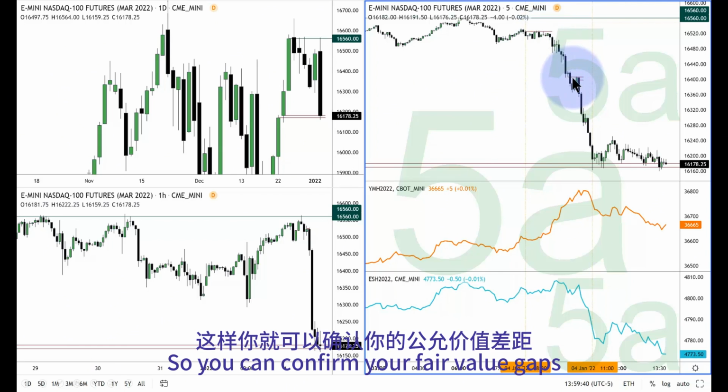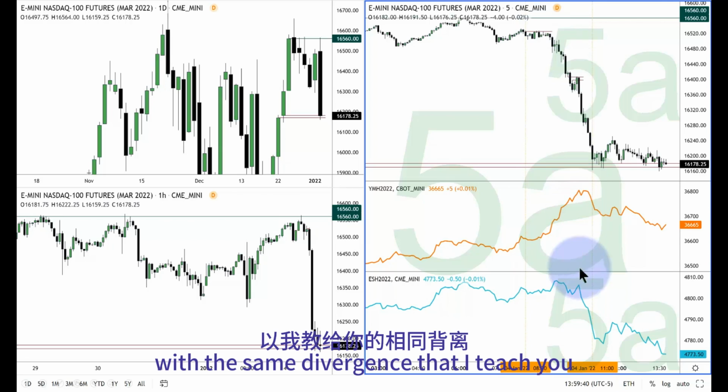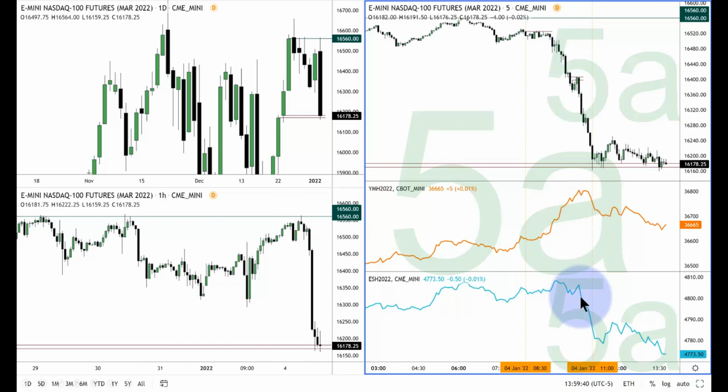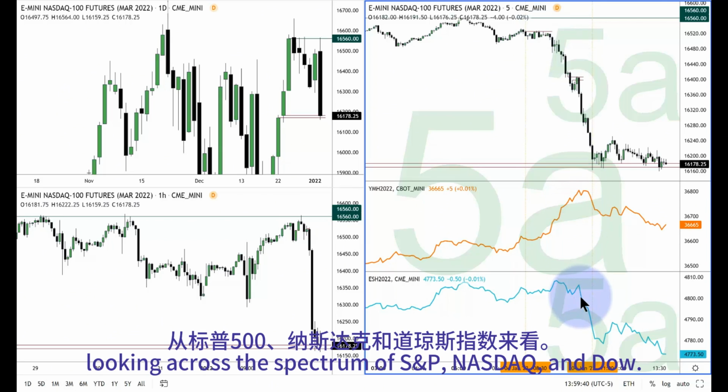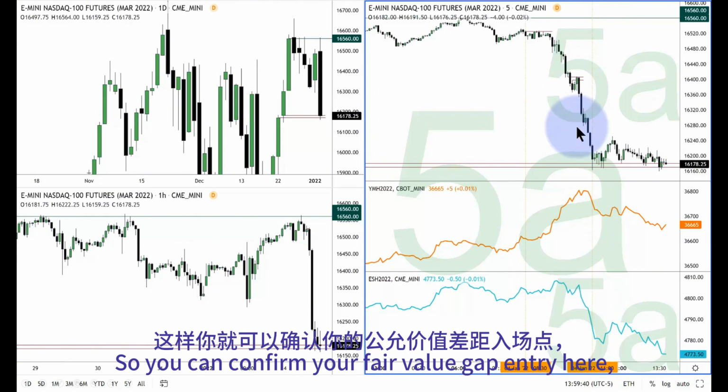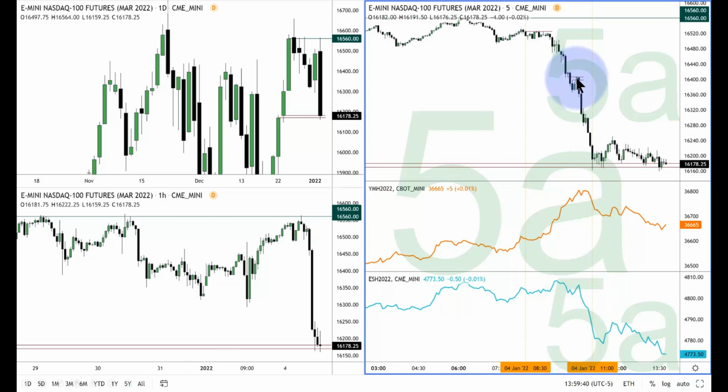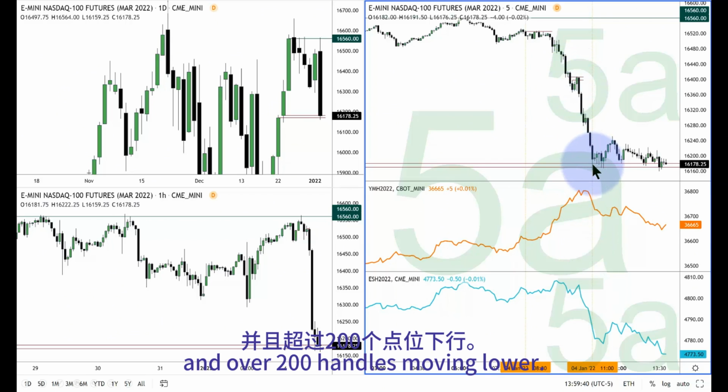So NASDAQ is already showing willingness to go lower. You can confirm your fair value gaps with the same divergence that I teach you, looking across the spectrum of S&P, NASDAQ, and Dow. So you can confirm your fair value gap entry here, and over 200 handles moving lower.